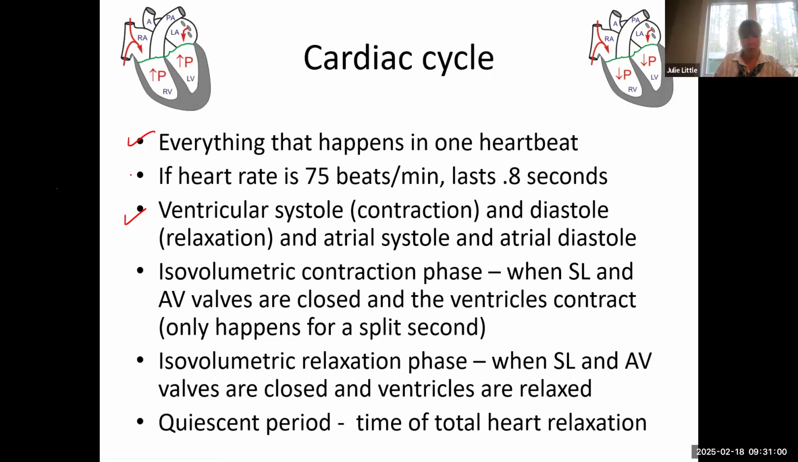And if your heartbeat is around 75 beats per minute, notice that each heartbeat lasts less than a second. The atria relaxing and contracting, the ventricles relaxing and contracting. There are two terms that are interesting: isovolumetric contraction phase.